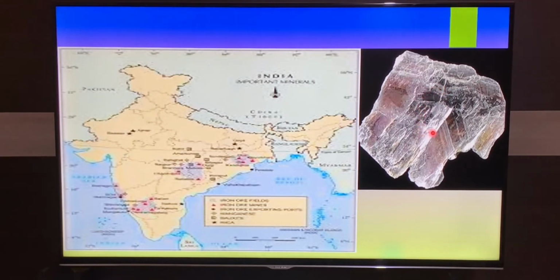Mica, observe this picture. As I told you, mica is a thin sheet. It can be easily split, and it is transparent. It is heat resistant. So that's the reason it is used in the electrical industries. And mainly it is found in Andhra Pradesh and Rajasthan. Have you observed the map carefully, children?